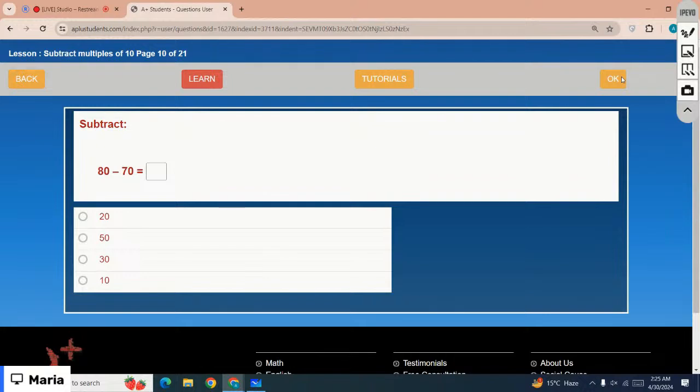The next one is 80 minus 70, which is the correct option. 80 minus 70 equals, very good. The correct option is 10. The last one is the correct option.